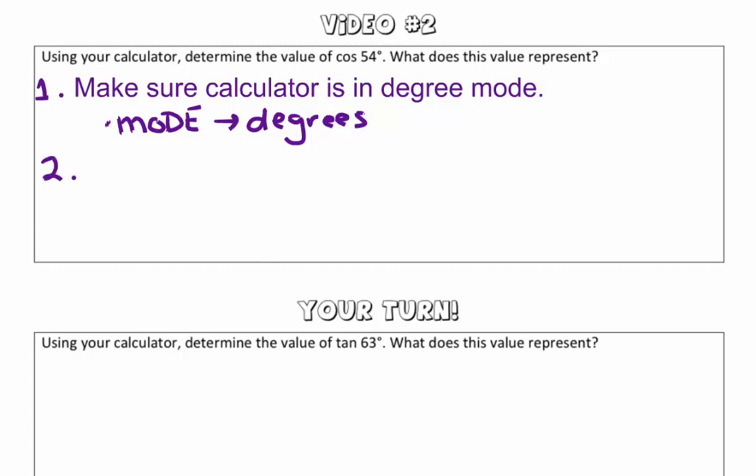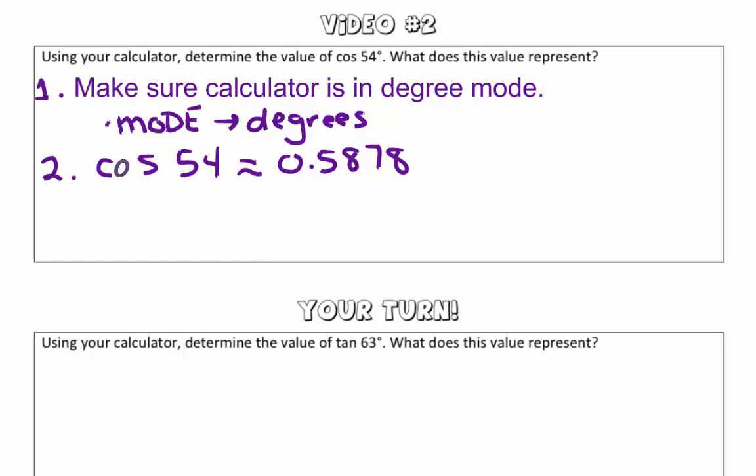Next, all you have to do is now, in your calculator, go to your cosine button or your COS button, type in 54, and that should give you approximately 0.5878 if you are in degree mode. So that is how you enter a degree using your calculator for sine, cosine, or tangent.